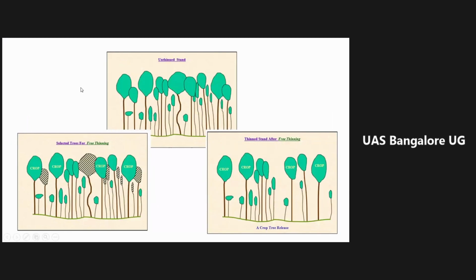Here you can see the free thinning. The first one is the unthinned stand, and the second one shows selected trees for free thinning. Inferior dominant trees are selected, or inferior and also some codominant and intermediate trees are selected for free thinning. Then you can find only the good quality dominant and suppressed tree species in the stand after free thinning.